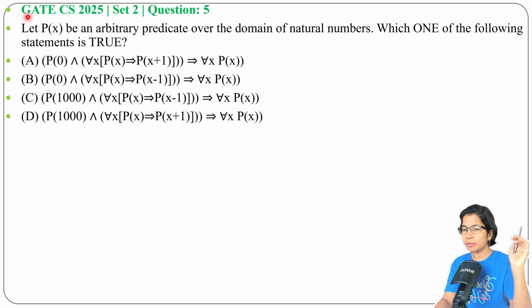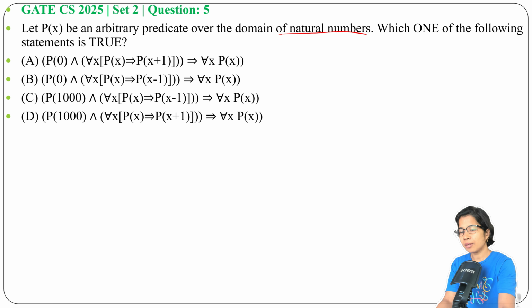Hey students, let's solve one previous question of discrete math. This question was asked in GATE CS 2025 set 2 question number 5. Let P(x) be an arbitrary predicate over the domain of natural numbers. Which one of the following statements is true? And 4 options are given.